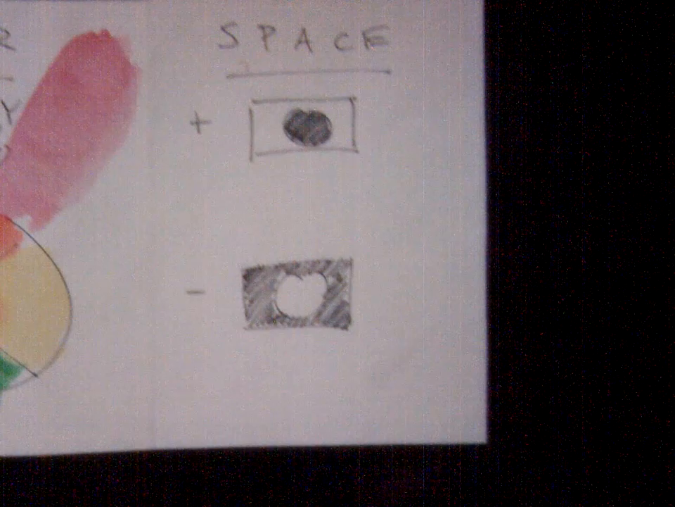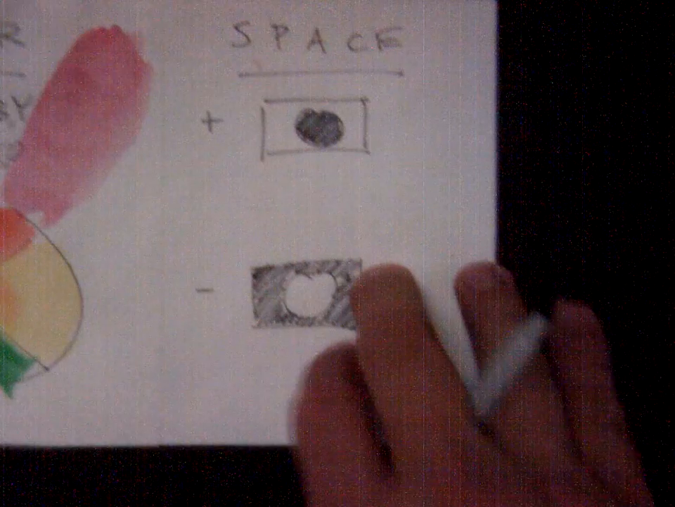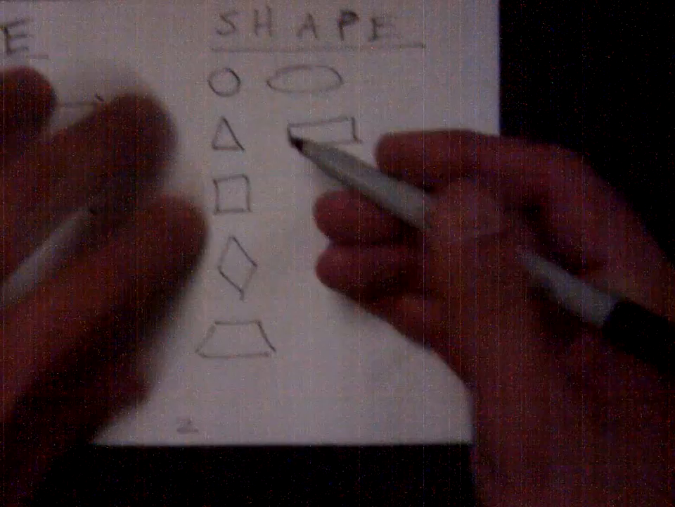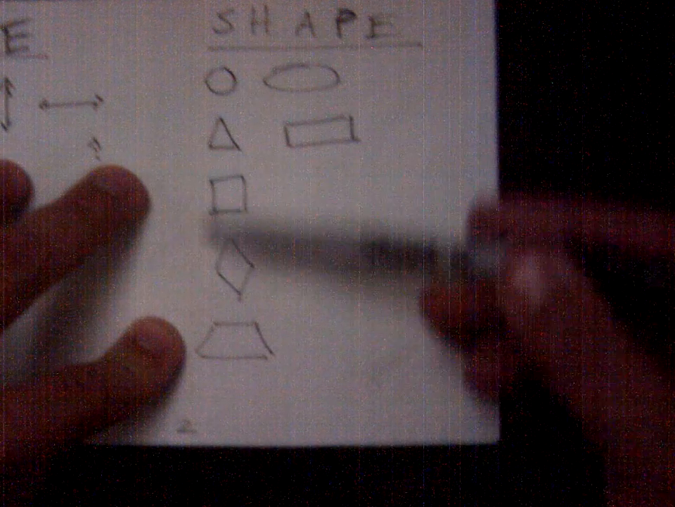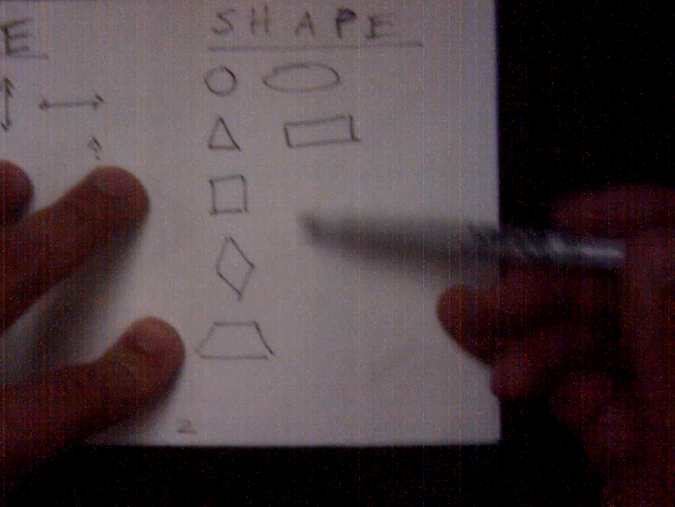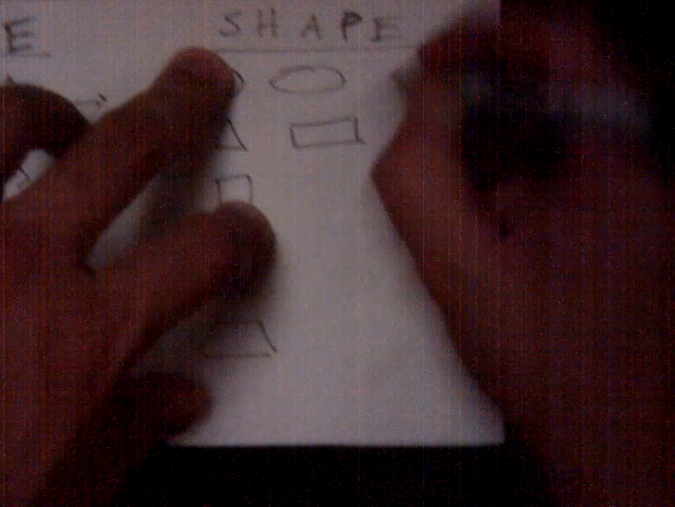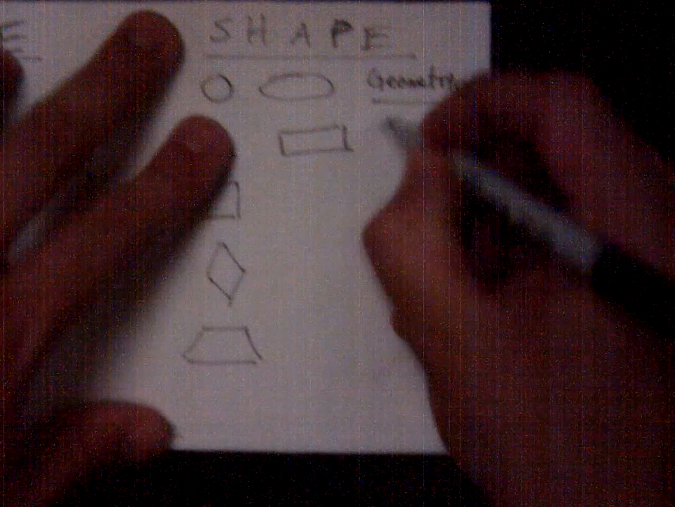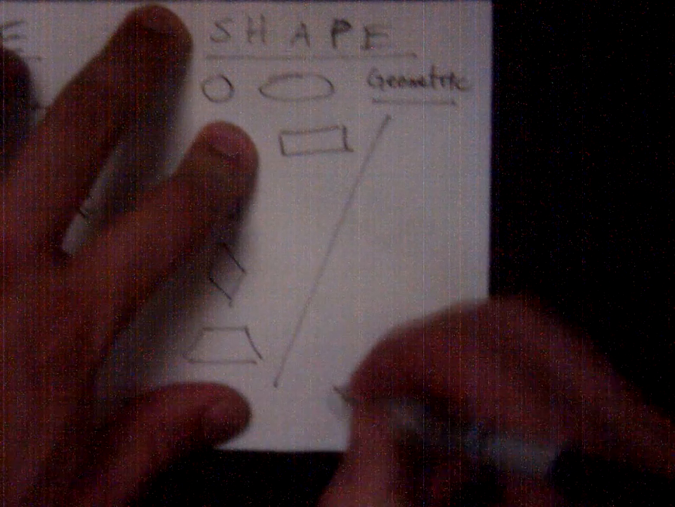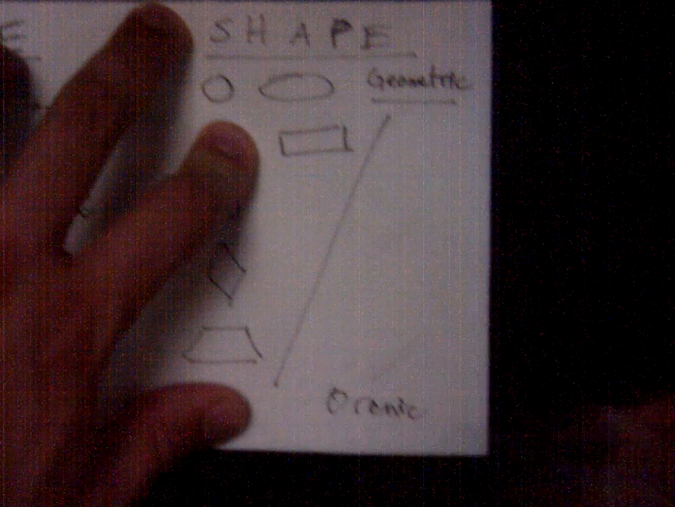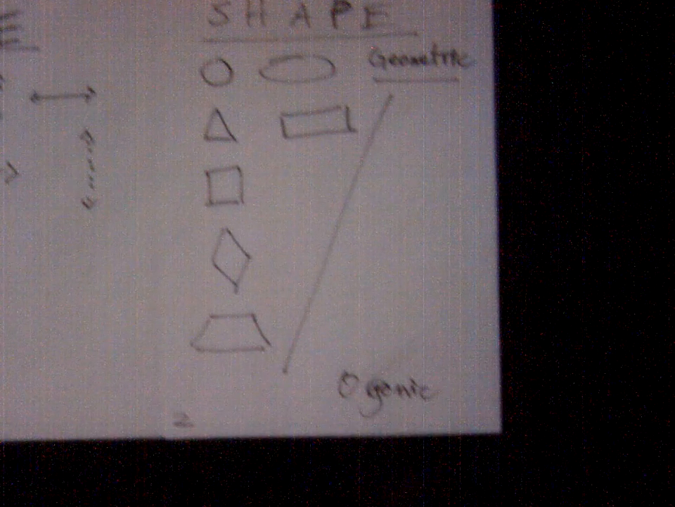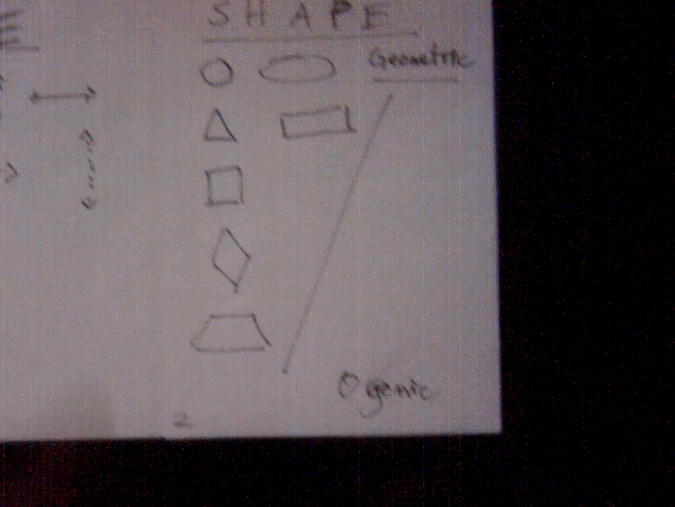Really simple. Okay. Now, doing space here makes me want to back up and focus something more on shape. Okay, shape, we've done all these nice shapes here for shape, and these are what we call geometric shapes. So I'm going to write maybe geometric out to the side. Okay, so these are all geometric shapes. I'm going to draw a little line right here. I'm going to write organic at the bottom. Okay, organic. And then I'm going to draw some shapes that are not geometric shapes. These are going to be my organic shapes.